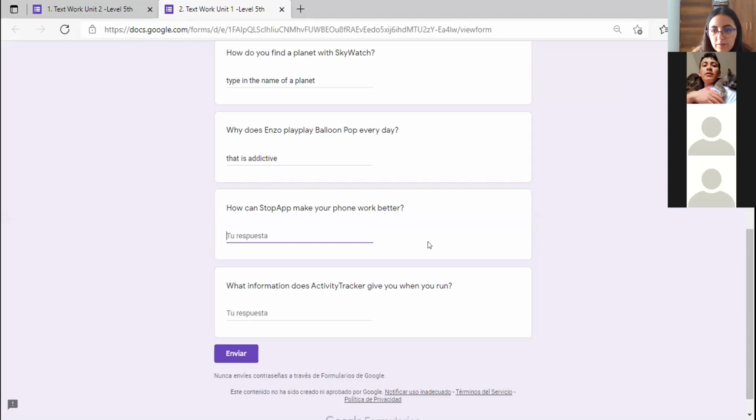Can make the photo faster? Stop App. ¿Qué hace esta aplicación? Turns off. Apaga las aplicaciones. Turns them off. This app turns them off. ¿Y qué pasa con el teléfono cuando turns them off? Cuando apaga las otras aplicaciones. Make your phone faster. Ajá, make your phone faster. Muy bien.